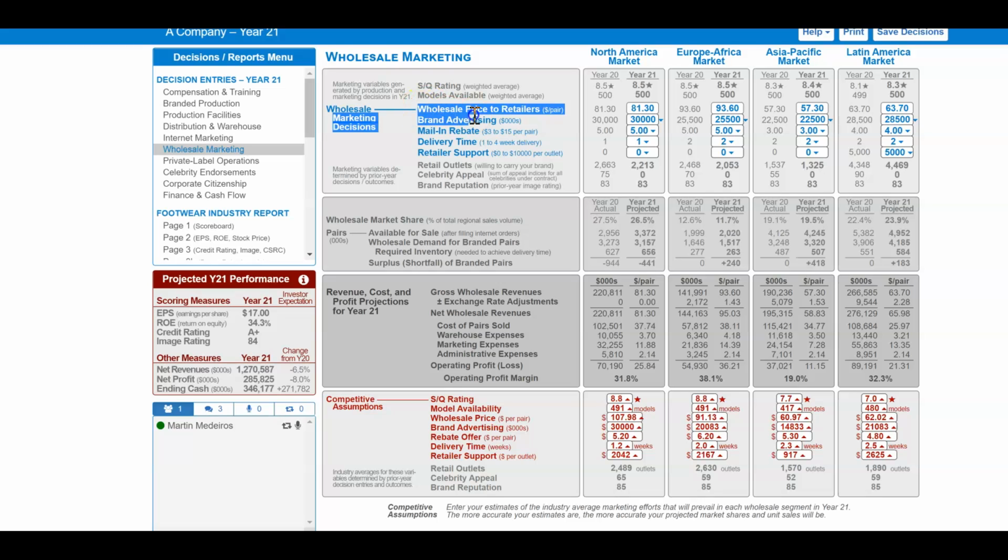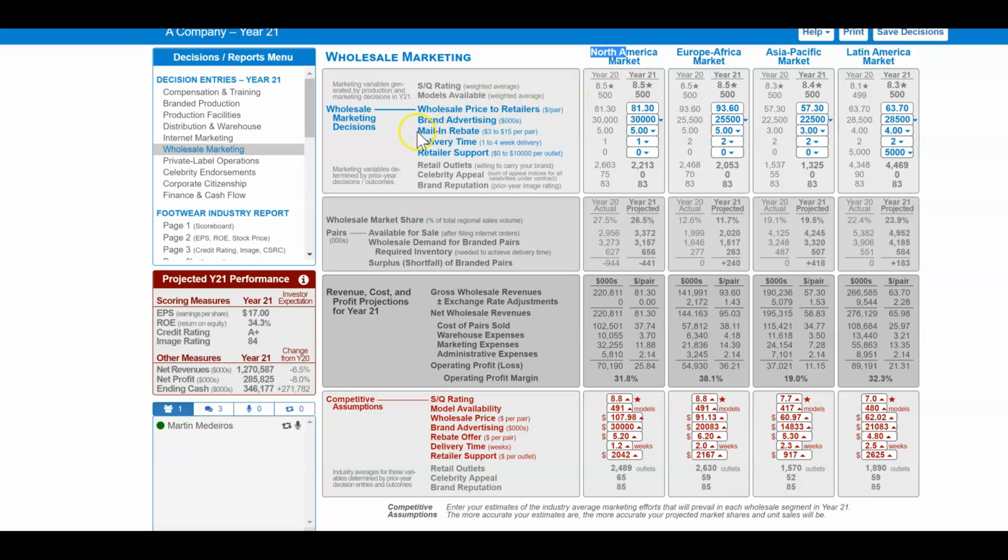What matters to the customers for this simulation? Well, the wholesale price. The teams are selling their shoes wholesale to retailers. So think of them as Nike. Nike produces the shoes, sells them to a retailer, let's say Macy's, and Macy's marks it up, sells it to the end consumer at retail price. This is the wholesale price they're selling to retailers. They also advertise in this particular market, North America, and this team is spending $30 million. Every thousand here represents a million, so they're spending $30 million a year on advertising in North America.